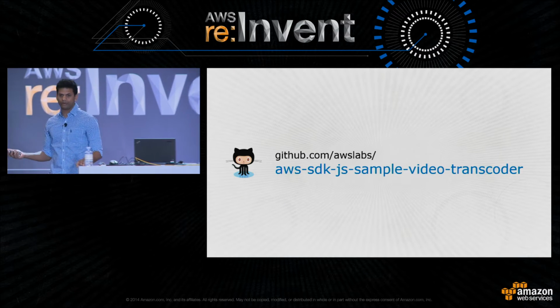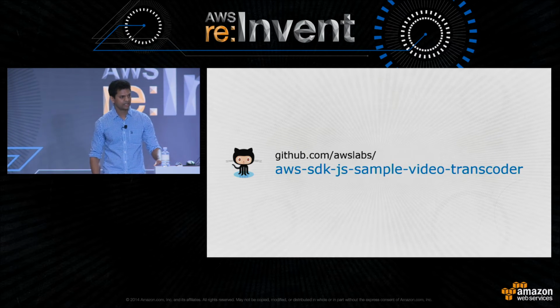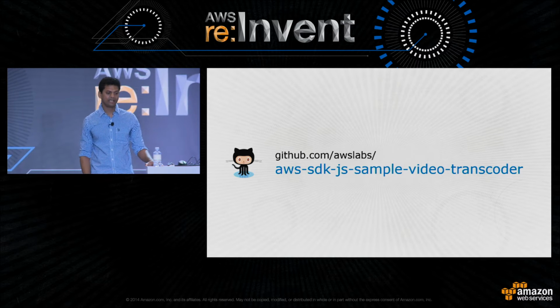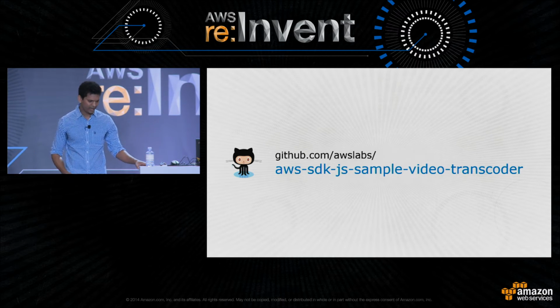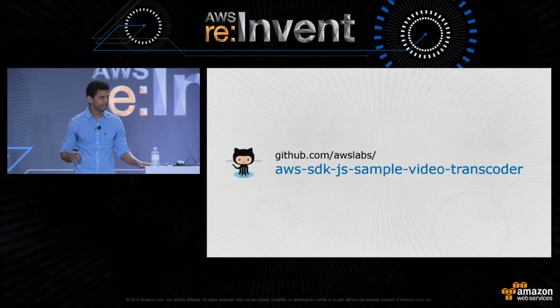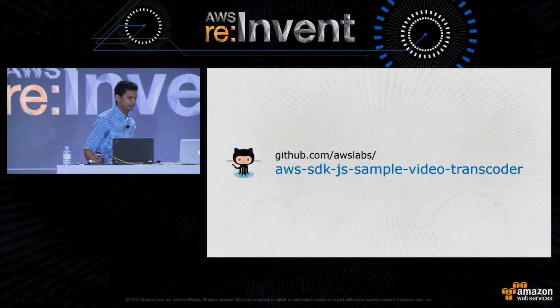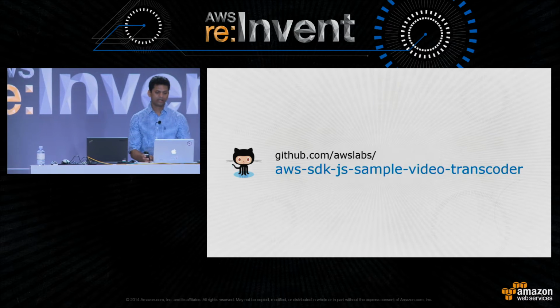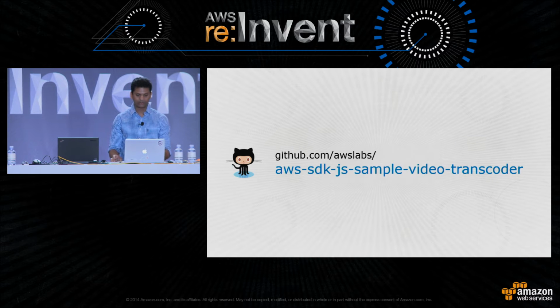the source code for the sample application is available on GitHub at github.com/AWS-labs/AWS SDK.js sample video transcoder. That should be pretty simple to find. I encourage you to download it and play with it, and maybe even add to it by sending us a pull request that we'd be happy to look at.